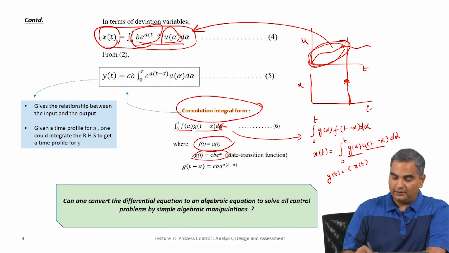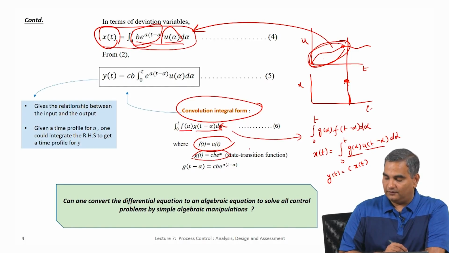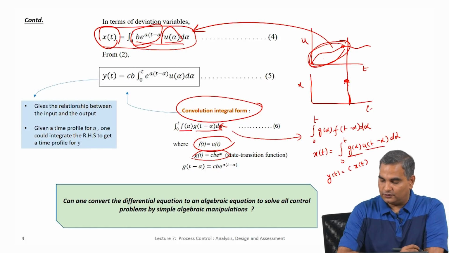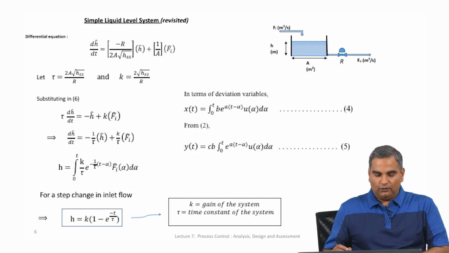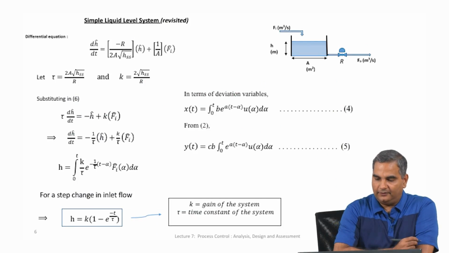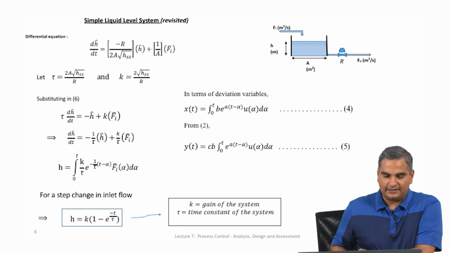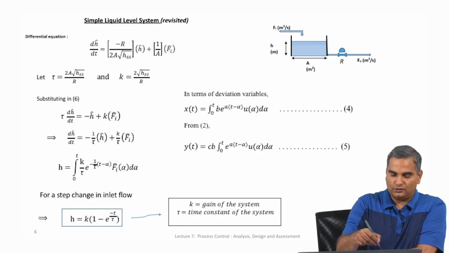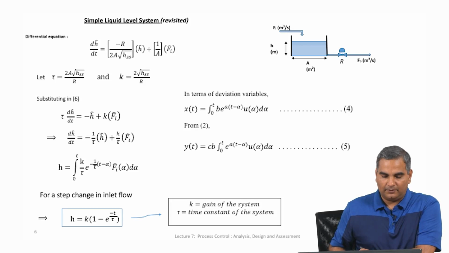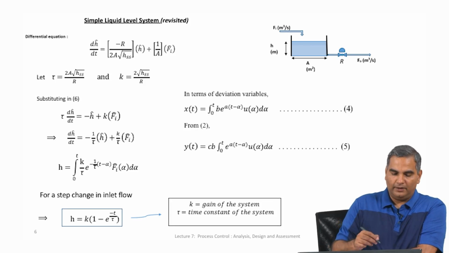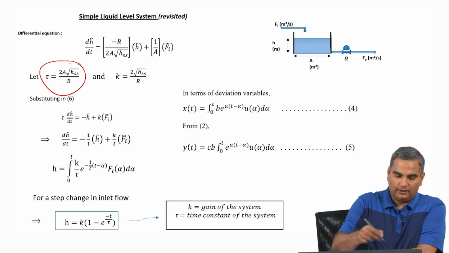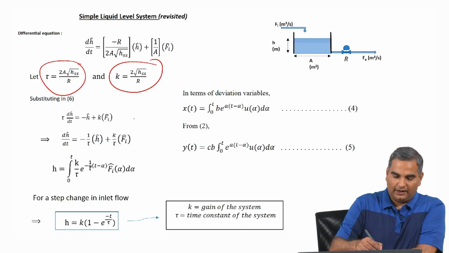So this is an important result because we are going to come back to this and use this convolution form when we look at Laplace transforms later. If you take the liquid level example again, I have this form here, dh hat by dt. This is just to show that these are in the deviation variable form. Now, if you make these definitions for tau and k, you can write this in this form.